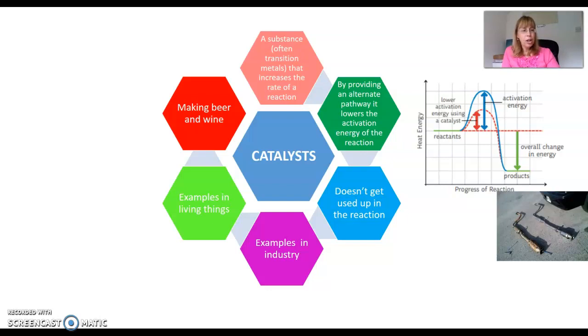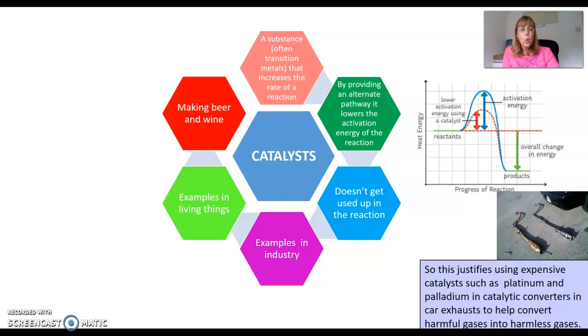Now this is a picture of the exhaust pipe from a car and a catalytic converter. We know that in catalytic converters they use some very, very expensive transition metals such as platinum and palladium. And what they do is they help to speed up a reaction to convert some of the harmful exhaust gases into harmless gases to stop harming our atmosphere.